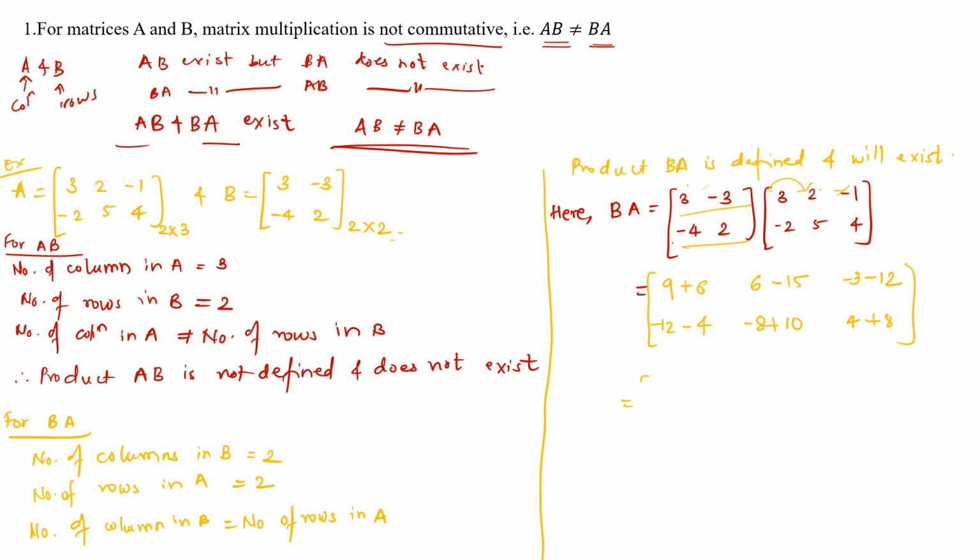So this is going to be now 9 plus 6, that is 15, 6 minus 15 minus 9 minus 3 minus 12 minus 15 minus 12 minus 4 minus 16 minus 8 plus 10, 2 and 12. So what do we observe? What is the order of this matrix? Order of the matrix is 2 rows and 3 columns. Such is the way this property works.